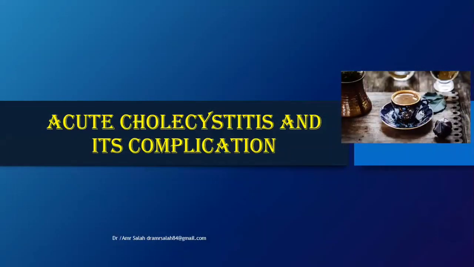Okay, this is our ultrasound course, and today we are continuing the gallbladder lecture. We have discussed before the normal anatomy and the abnormalities and the gallbladder stone. Today we're going to continue our journey with the gallbladder, and we are starting with the acute cholecystitis.